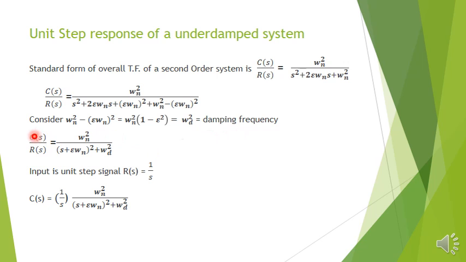This is the frequency after the effect of the damping factor. So I can rewrite C of s by R of s as omega n square divided by s plus zeta omega n whole square plus omega d square. Now with this overall transfer function, we will find the unit step response. The input signal is the unit step signal, that means R of s is equal to 1 by s. So the response in the s domain is C of s is equal to 1 by s into the transfer function.